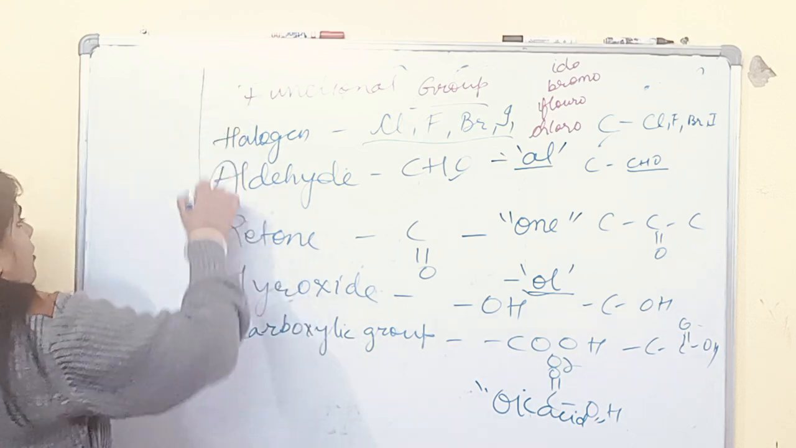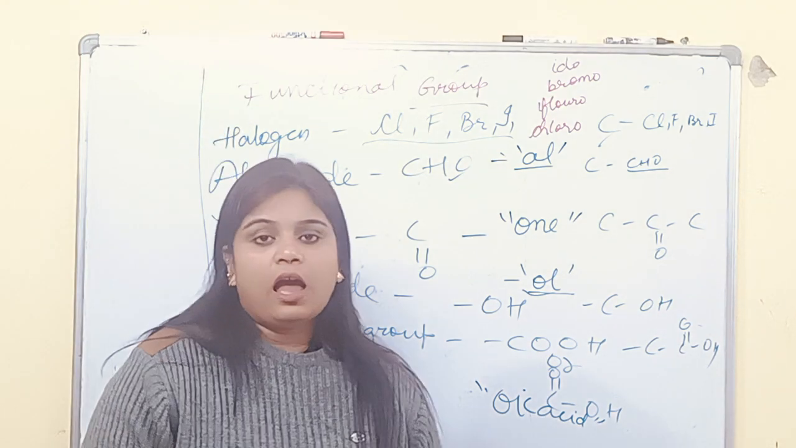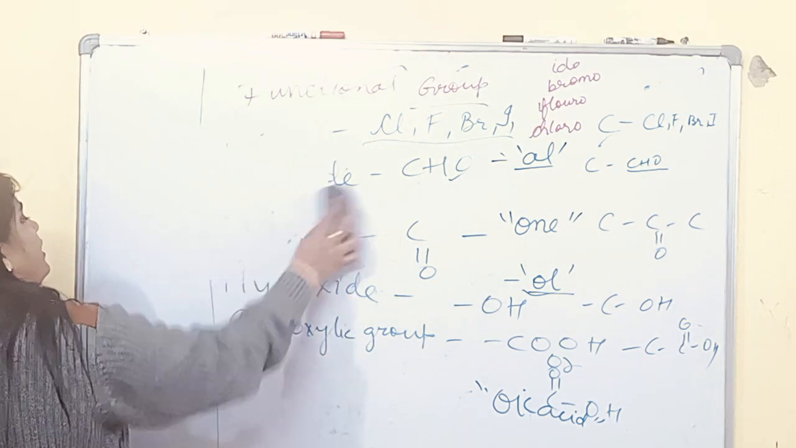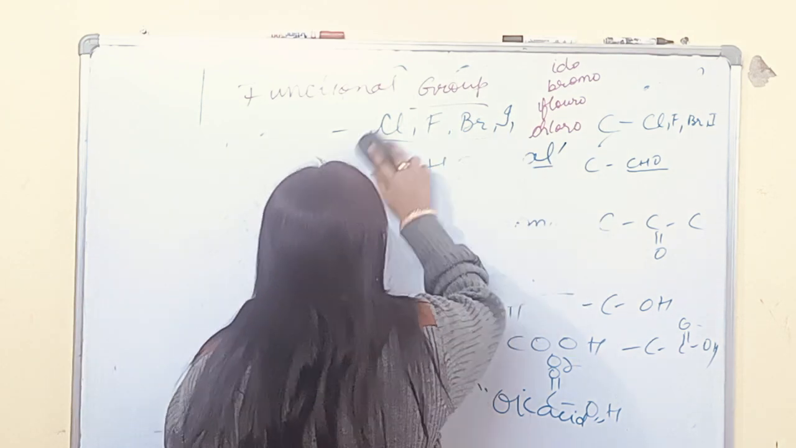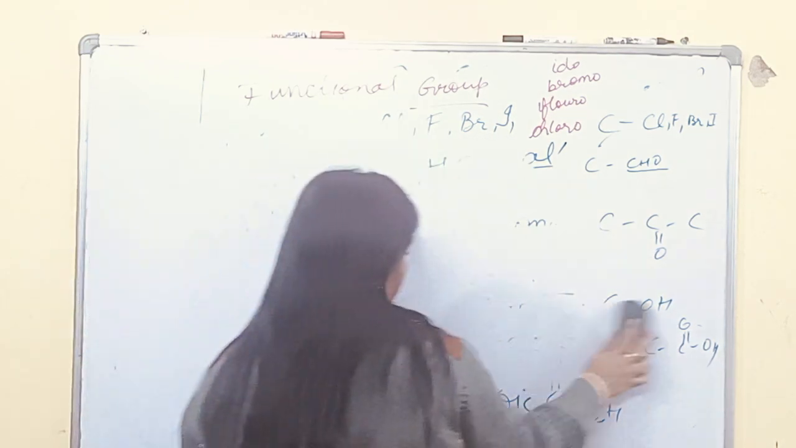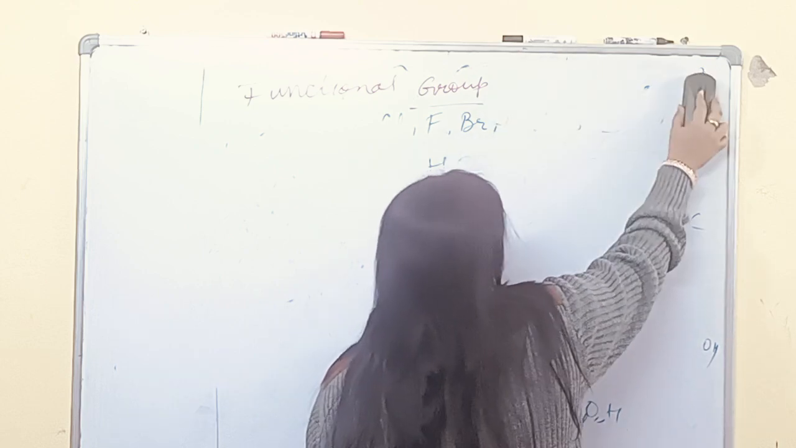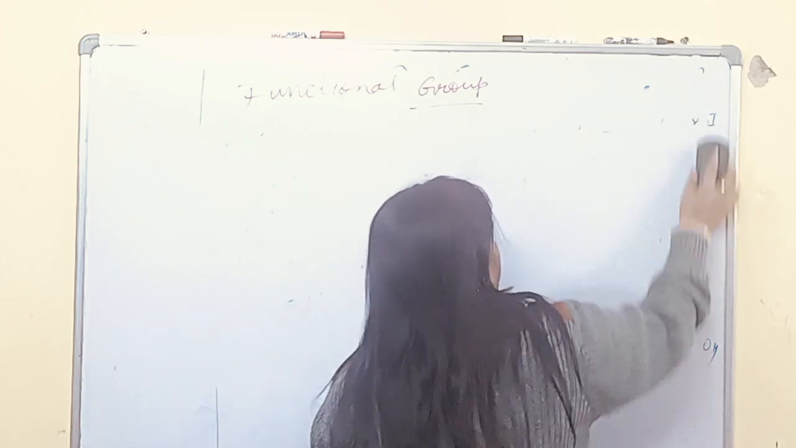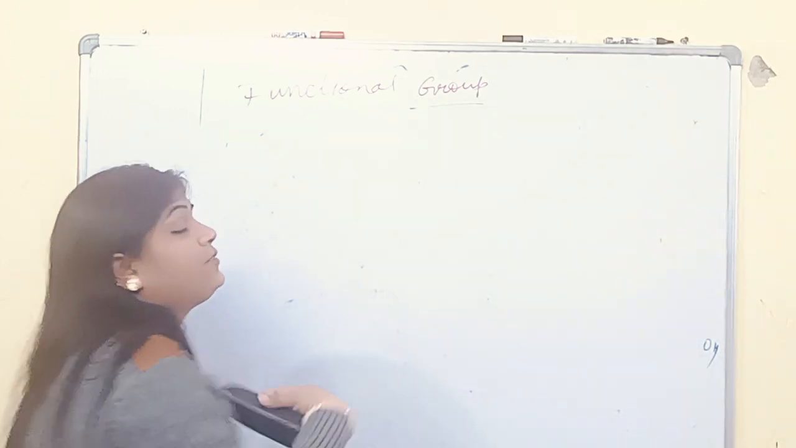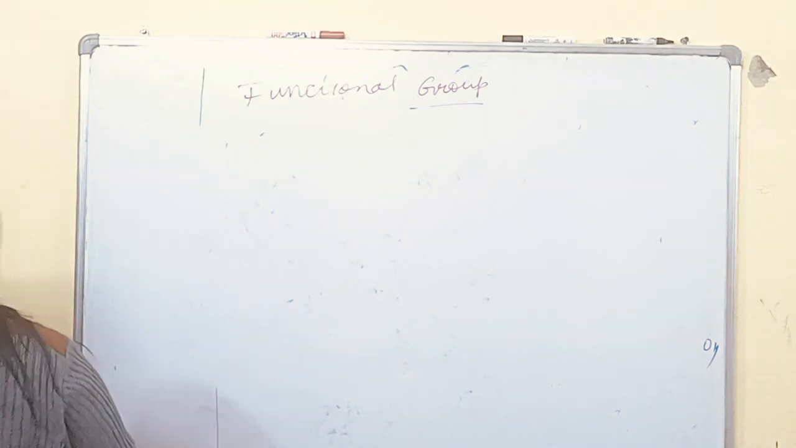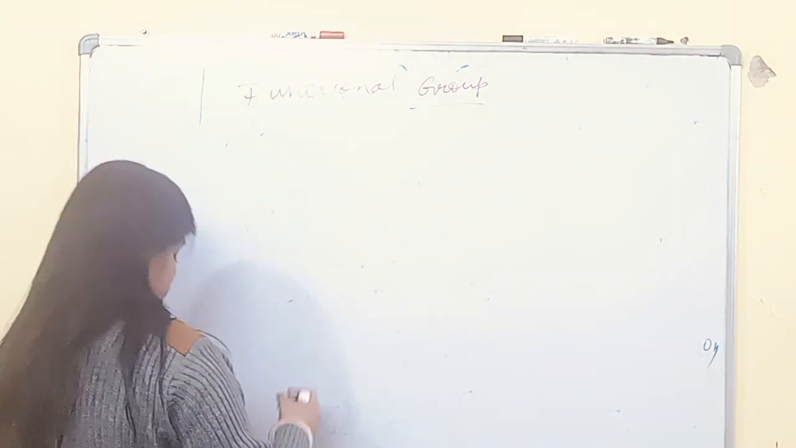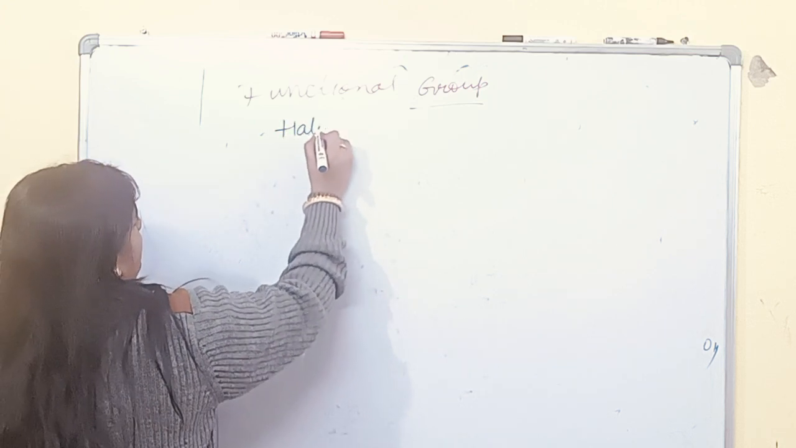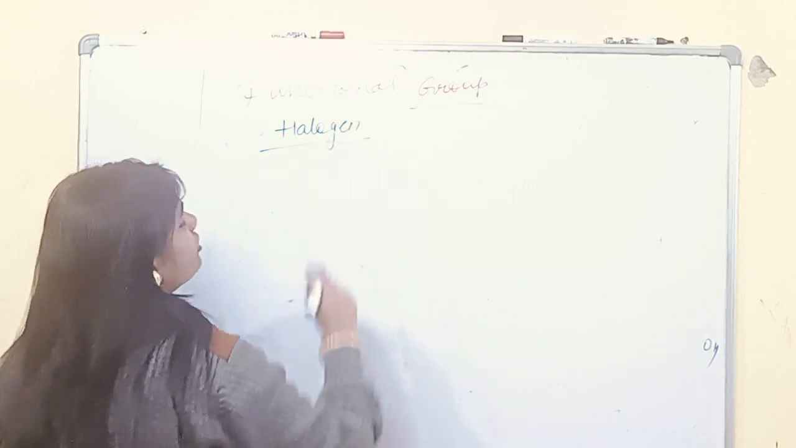So now let's come to how we name these groups, how we do the nomenclature. First come to the nomenclature of the halogen group. I have talked about the prefix and suffix. Prefix is what you add before the name, and what you add after the name is the suffix. Now coming to the first one, the halogen group.